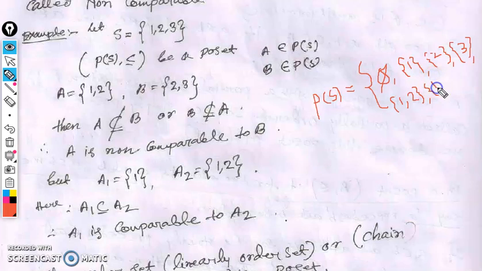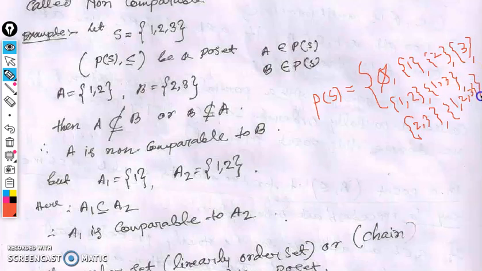Another one is {1, 3}. Another one is {2, 3}. And the last one is the set itself, {1, 2, 3}. We already know that every set is a subset of itself. Okay, so these are all the subsets of the set S.